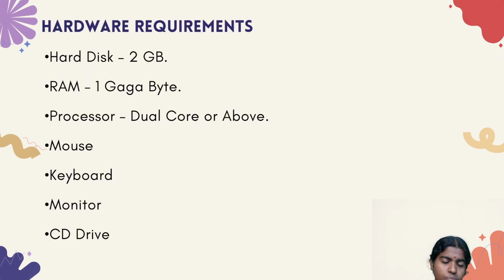When you come to the hardware requirements, so far I just discussed the software requirements. What are the different hardware requirements that are essential to do this project? I require 2 gigabytes of hard disk and 1 GB RAM memory capacity, random access memory. I require a dual core processor, mouse, keyboard, monitor. So all these are the different hardware and software requirements that are essential to do this project. I require this mouse, keyboard, monitor and then CD drive.